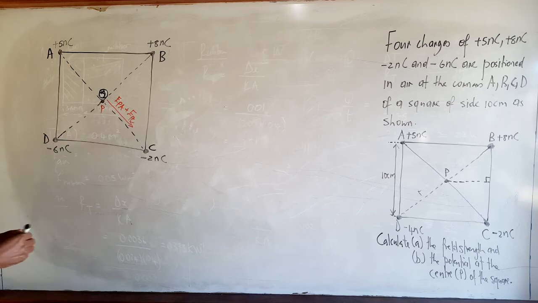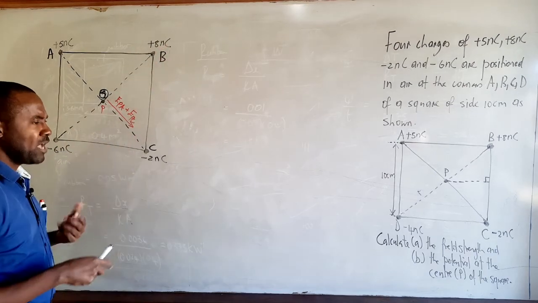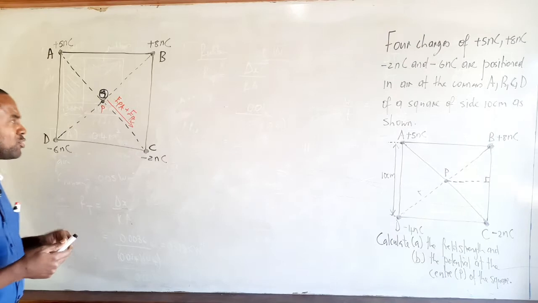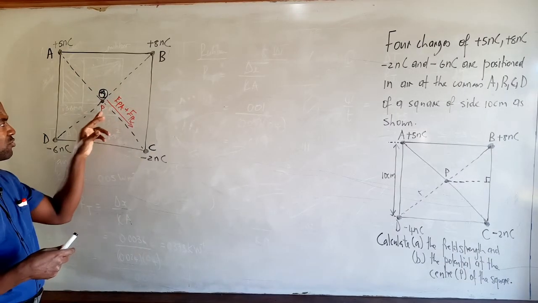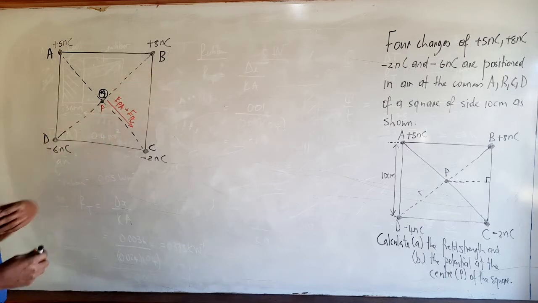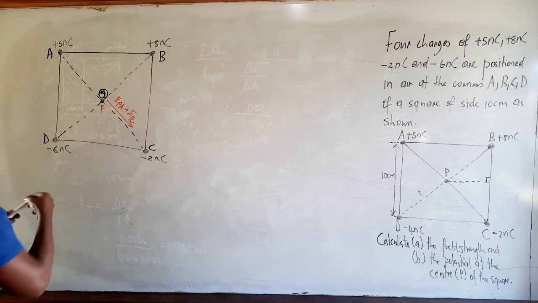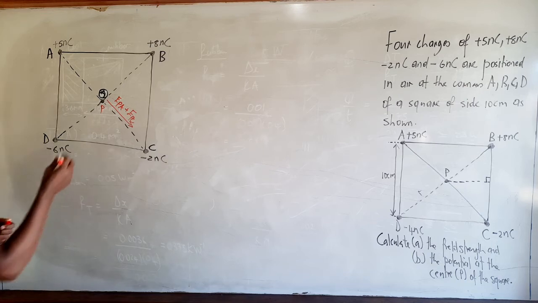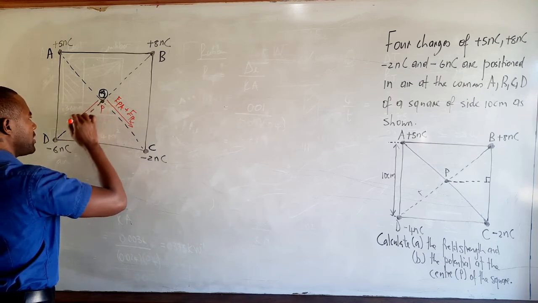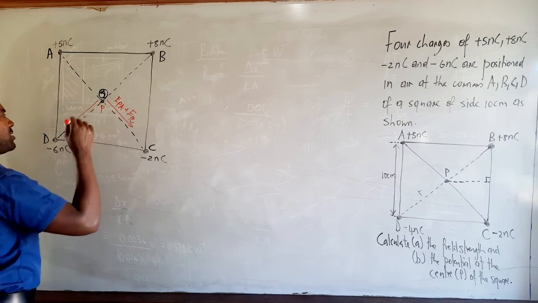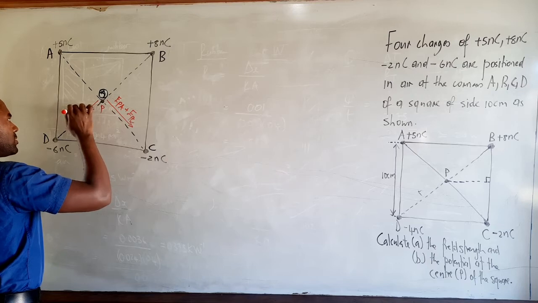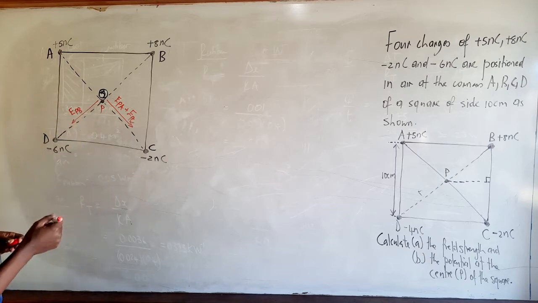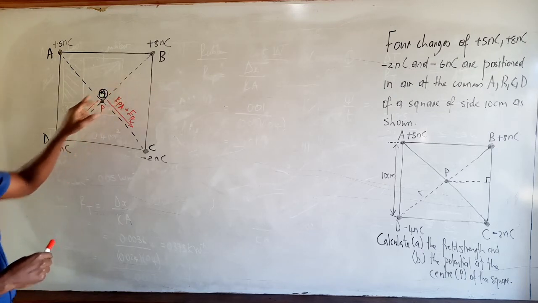Now at B we have a charge of plus 8 nanocoulombs, and once again this charge will tend to repel this small positive test charge Q. It therefore means that the field strength at P due to the charge at B will be in this direction due to the repulsive force. So we can draw an arrow in that direction and label it as the field strength at P due to B, so E_PB. So the field strength at P due to B will be in this direction.